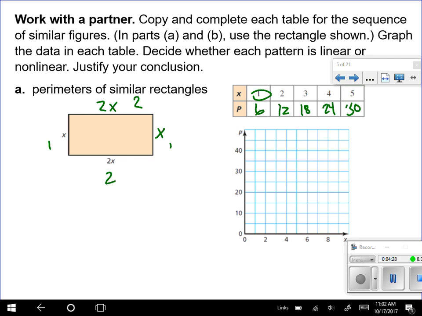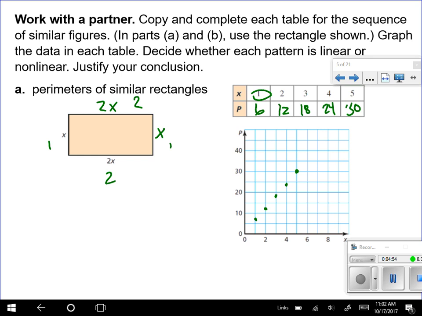So if x is 1, the perimeter is 6, so I'm going to try to hit right around 6 there. Okay, if x is 2, the perimeter is 12. 3, 18. 4, 24, so do the best you can. 5, 30. Okay.